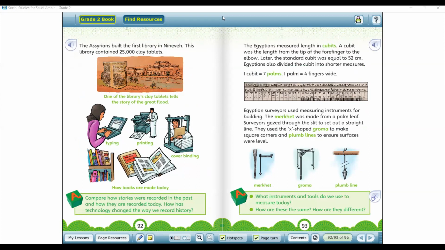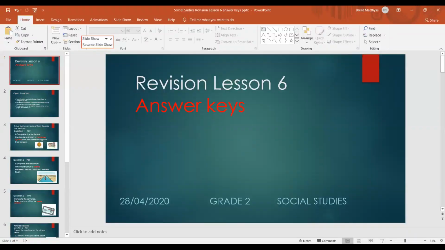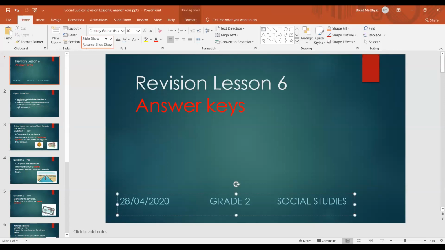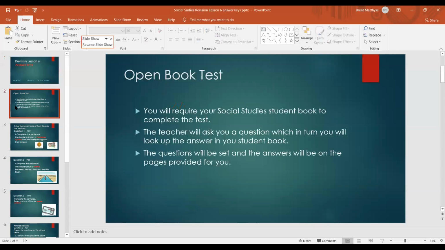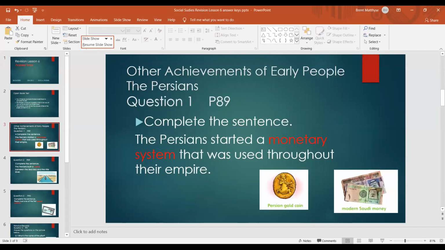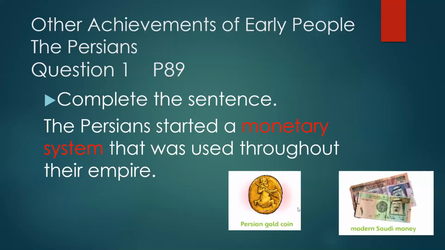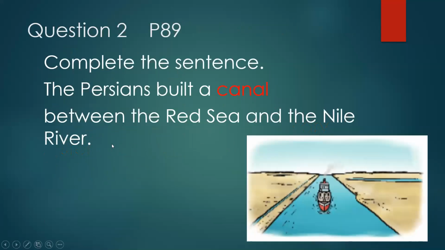Going to our answer keys. We got the questions as follows. The first question was, complete the sentence. The Persians started a monetary system that was used throughout the empire. Number 2, the Persians built a canal, is the answer. They built a canal between the Red Sea and the Nile River.